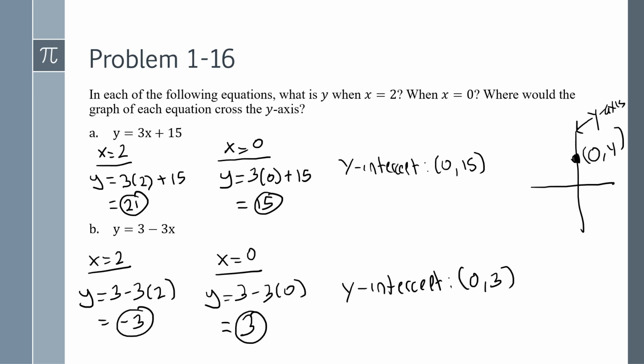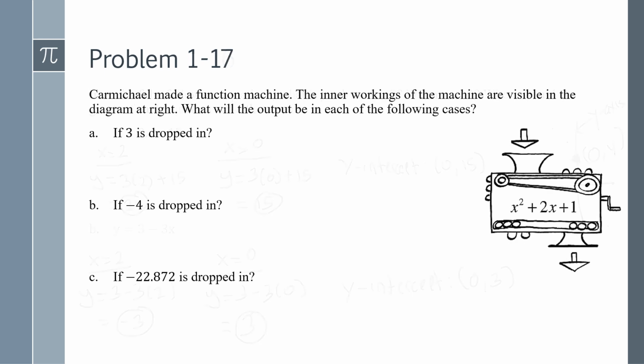Okay, 117. Carmyle made a function machine. The inner workings of the machine are visible in the diagram. What will the output be in each of the following cases? So if 3 is dropped in, we're going to put a 3 here. That means everywhere I see an x, we're going to put a 3. So I'm going to go 3 squared plus 2 times 3 plus 1.